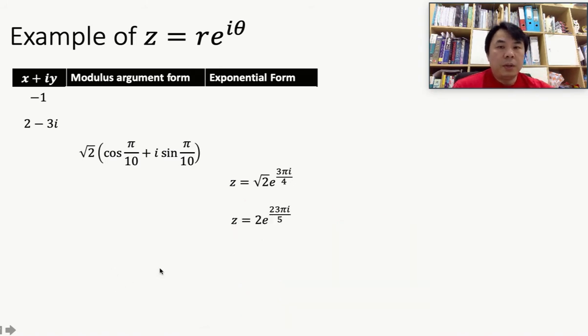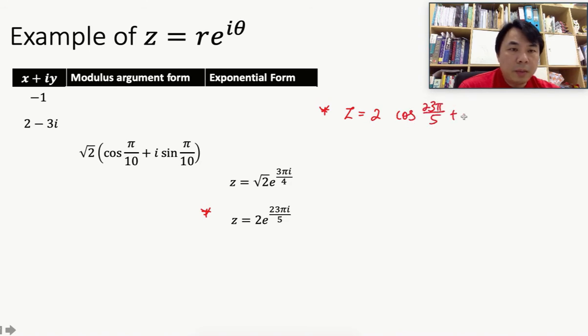Let's look at this. If you are given another example on exponential form, in this case, all you need to do is just represent this in its correct notations. For instance, we can represent it in its modulus form. So for this, we can write that z is actually equal to 2 cosine 23 pi over 5 plus i sine 23 pi over 5 here.